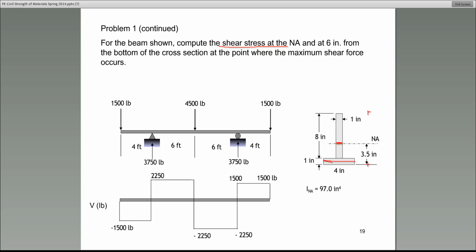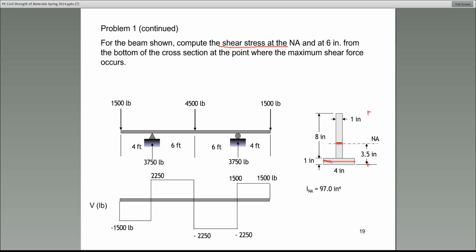By definition, and now what I'm about to tell you, please write it down, because this by itself could be a question. Shear stress at a free surface, either top or bottom, will be 0. All right? So shear stress in bending on a free surface, either top or bottom, will be 0.